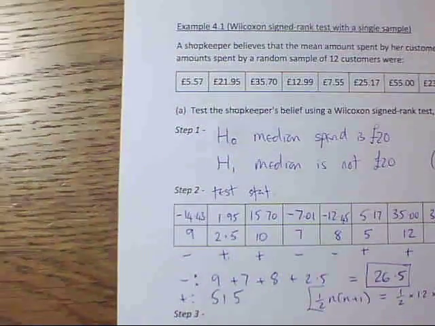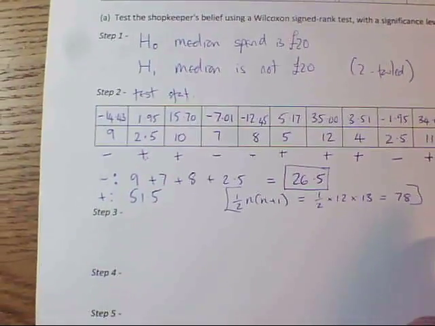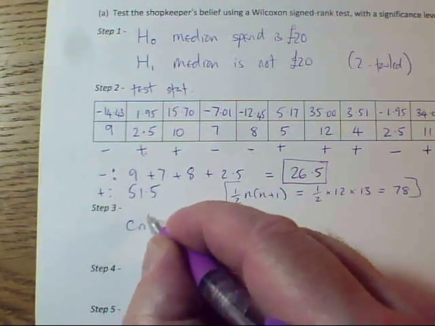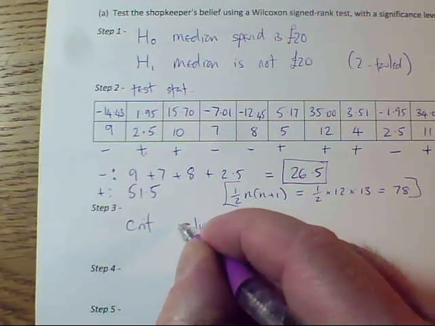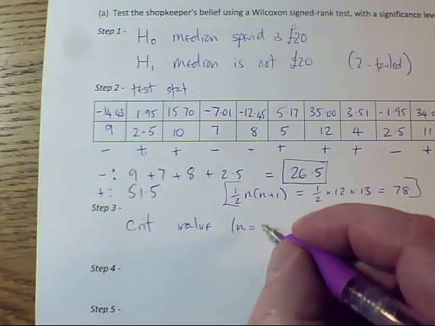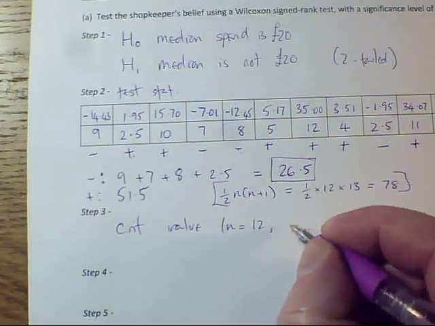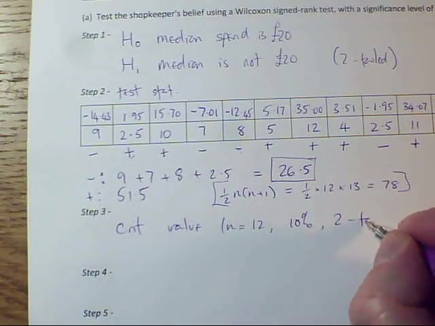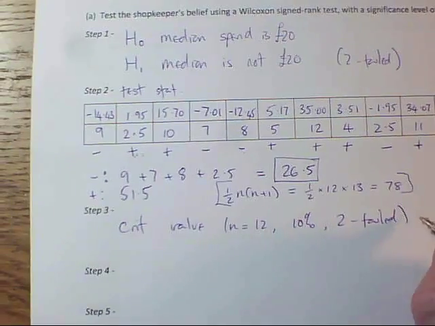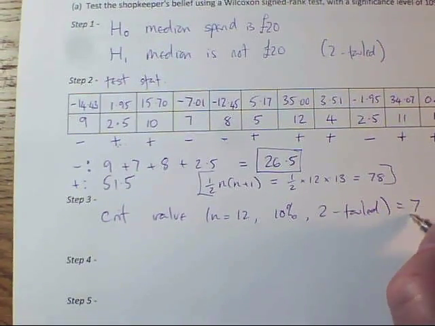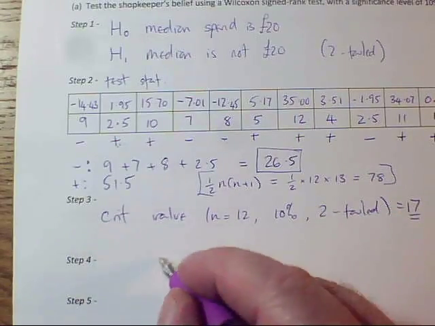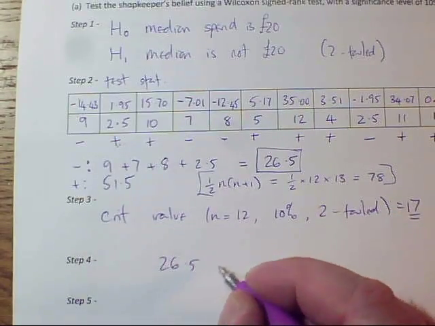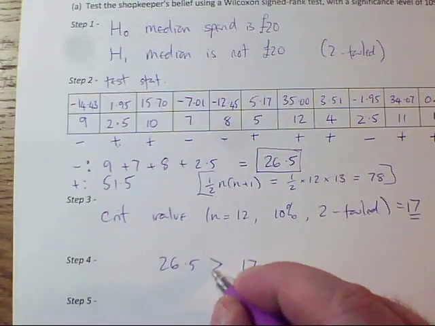So my critical value, which is step 3 of my process, from the table with n equals 12, and it was 10%, and it was two-tailed. So that's the work I did from the table, equals 17. So that's my critical value. And I need to compare my 26.5 with my 17. So this is clearly greater than.